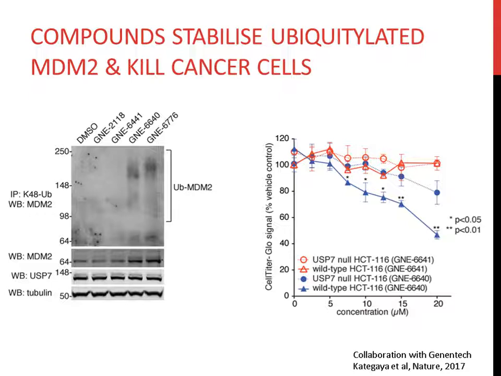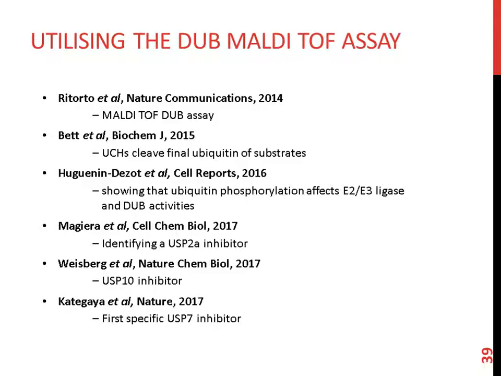And what was also very nice to see is that in the same week there were three other papers coming out with other USP7 inhibitors. So this really shows there's a lot of interest now in the DUB space for inhibitors. What is nice for us to see is that this technology that we developed 3 years ago is now attracting more and more interest. So we have now used this technology in the academic space for a few other things.